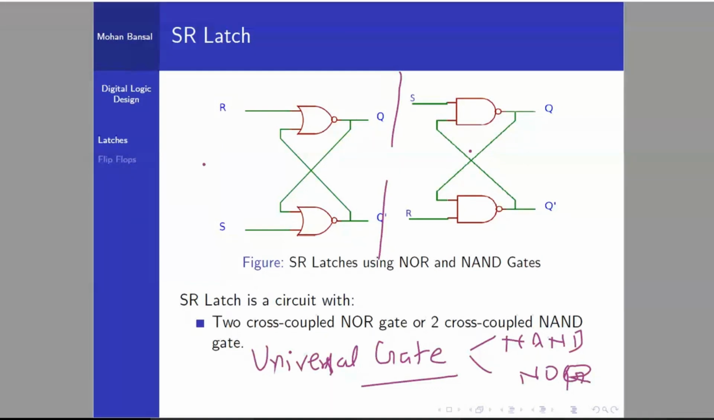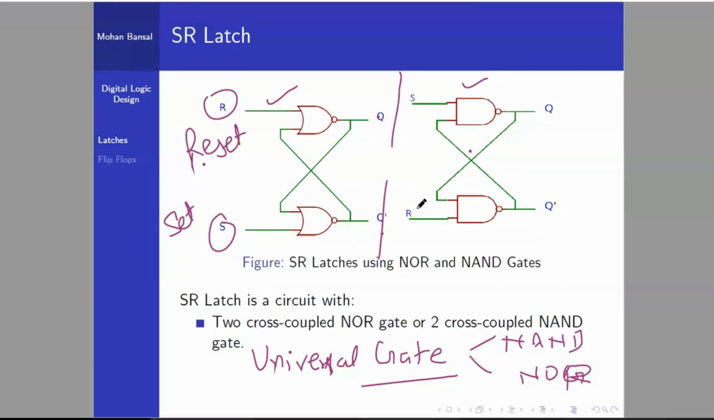This is the SR latch using NOR gate, this is the SR latch using NAND gate. Okay. And here Q is one output, Q complement is another output in both diagrams. S is for set, R is for reset. We use set-reset latch or set-reset flip-flop. And here you can see that there is no clock pulse.